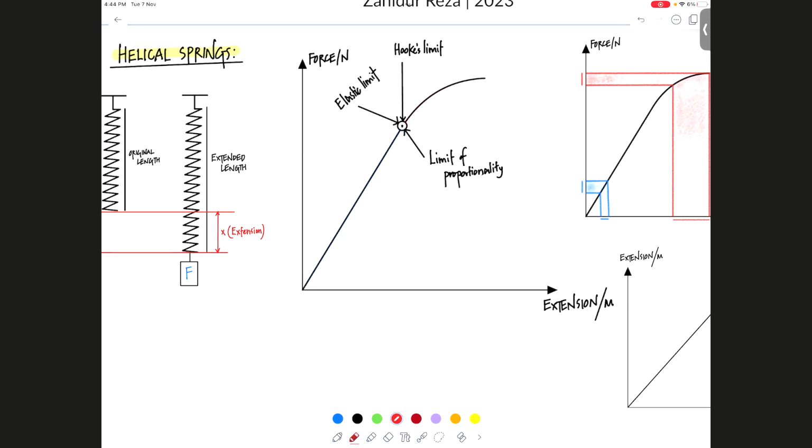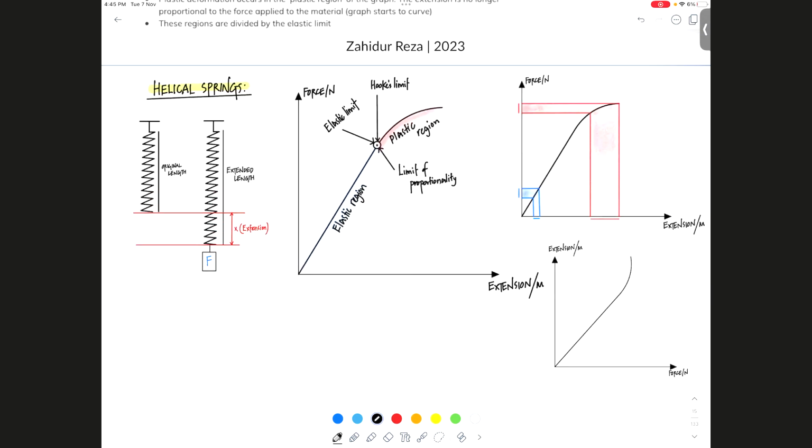And once you cross this point, the Hooke's limit, the limit of proportionality and the elastic limit, what does the material become? Yeah, so that's the plastic region. So this is the elastic region, and beyond it the plastic region. Right, so I'm going to show you how it is possible that the elastic limit, limit of proportionality, and Hooke's limit can all have different places.